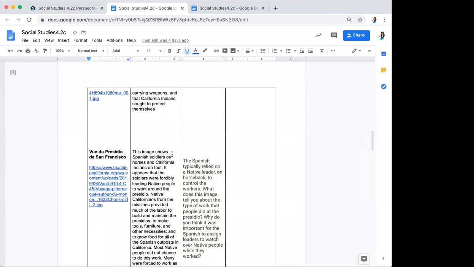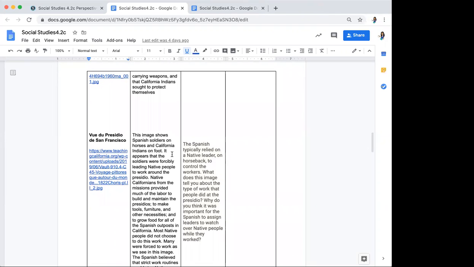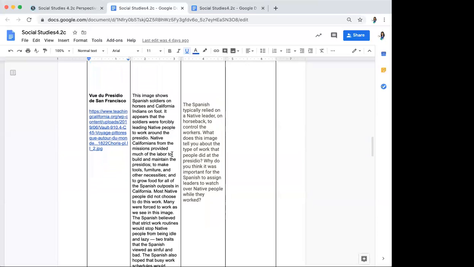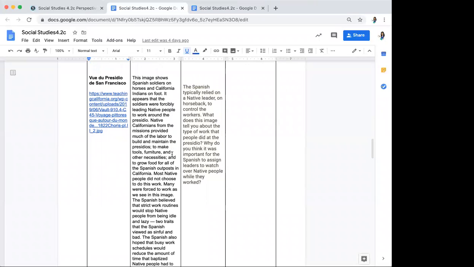The second piece that we're going to be looking at is called View of the Presidio de San Francisco. It is an image that shows the Spanish soldiers on horses and the California Indians on foot. It looks like they're forcibly making the Native people work around the Presidio. Remember that the Native Americans provided the labor for building and maintaining the Presidios and the missions. They made tools, furniture, and other things that they needed. Remember, they used tallow for soap and candles, and they grew food for all the Spanish outposts in California. Most Native people did not choose to do this work. Many were forced to work, as we see in the image.